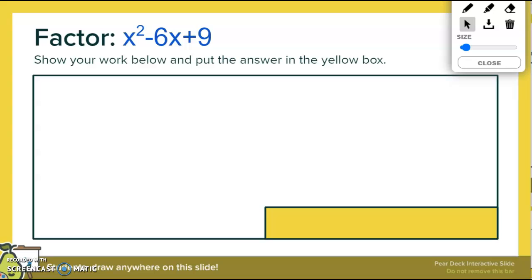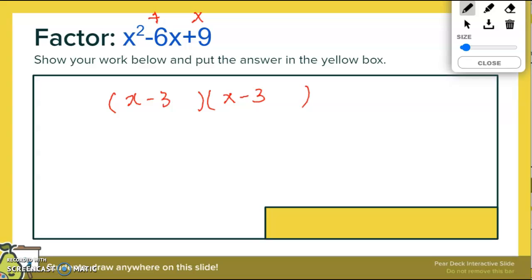Okay, finally the last one. If you did not see that this is a perfect square trinomial, then you would have just gone through the regular method, where you are looking for the two factors that multiply to 9 and add to -6, and that will be x minus 3, x minus 3.